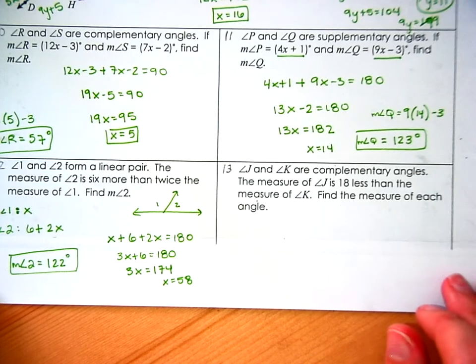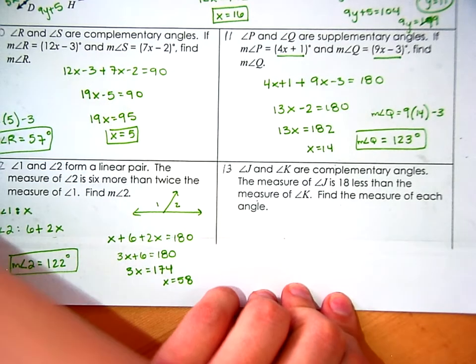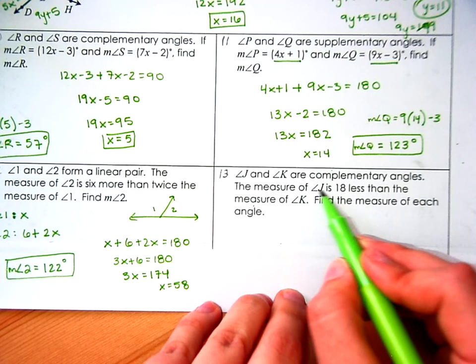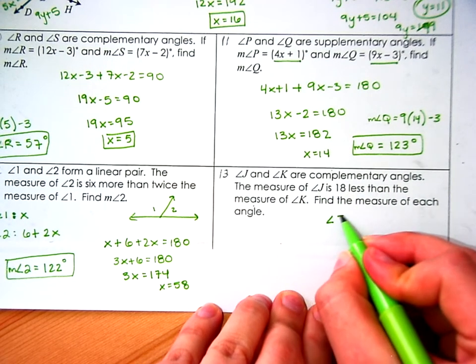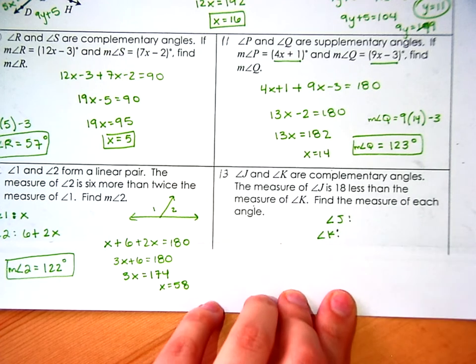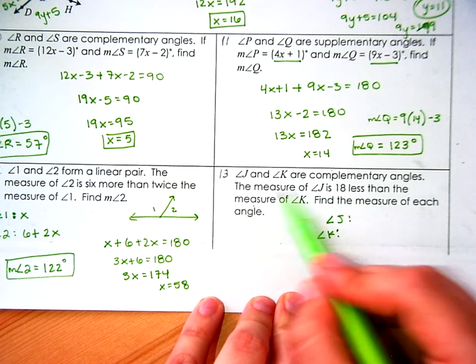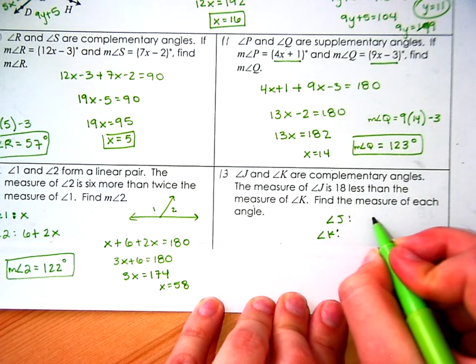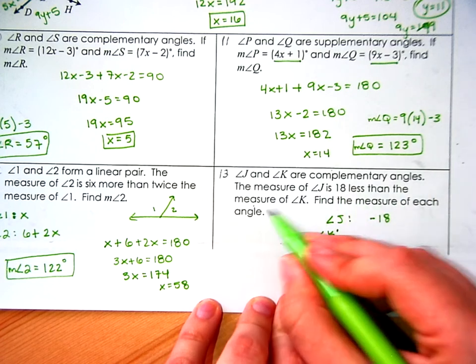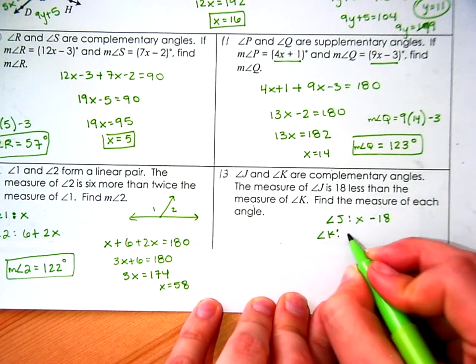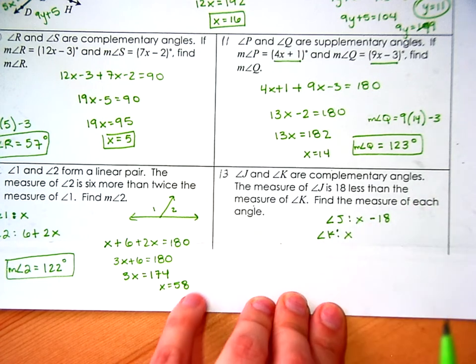Okay, last problem here, complementary angles. So we've got angles that add up to 90 degrees. We've got J and K. So angle J and angle K, we're going to have to write expressions, so let's see what's happening here. The measure of J is 18 less than, so something minus 18, the measure of angle K. Well, we need a variable here, so x minus 18. That means angle K is x.